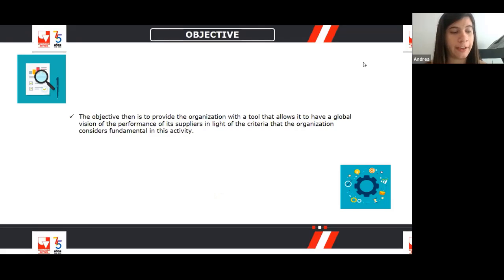The objective then is to provide the organization with a tool that allows it to have a global vision of the performance of its suppliers in light of the criteria that the organization considers fundamental in this activity.